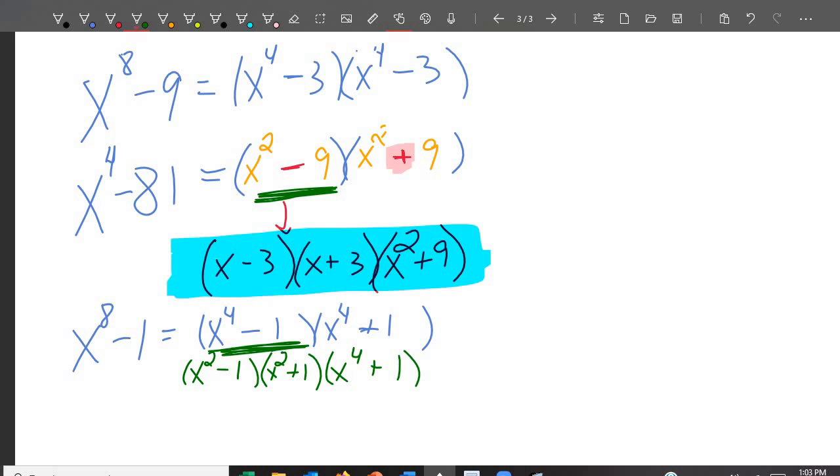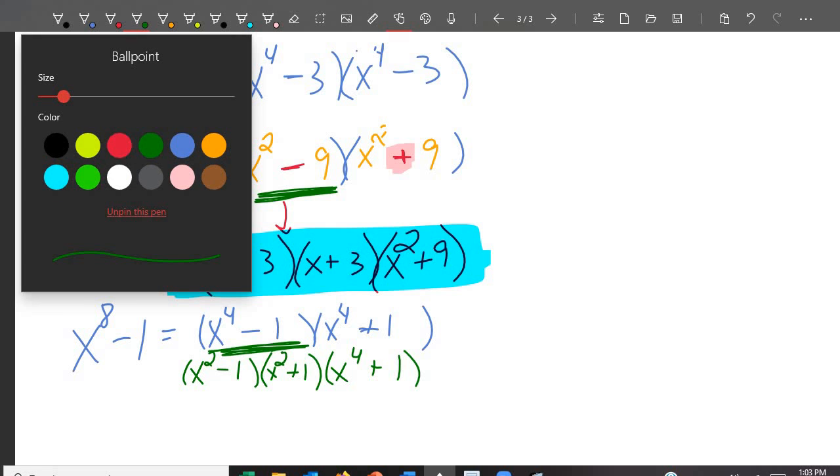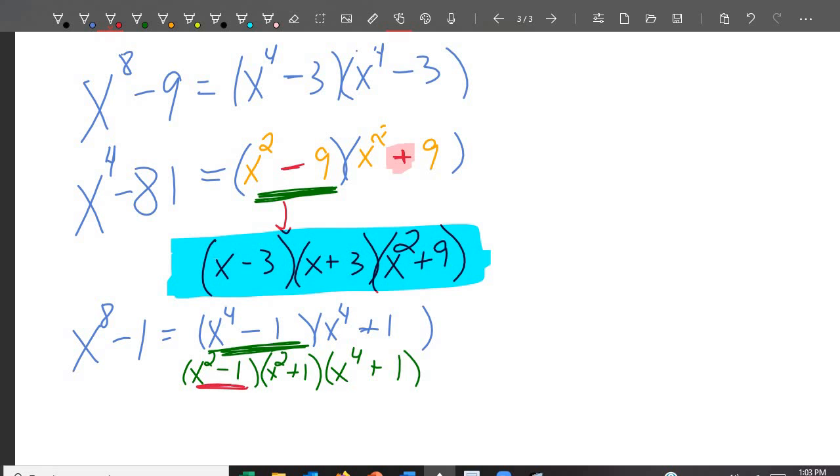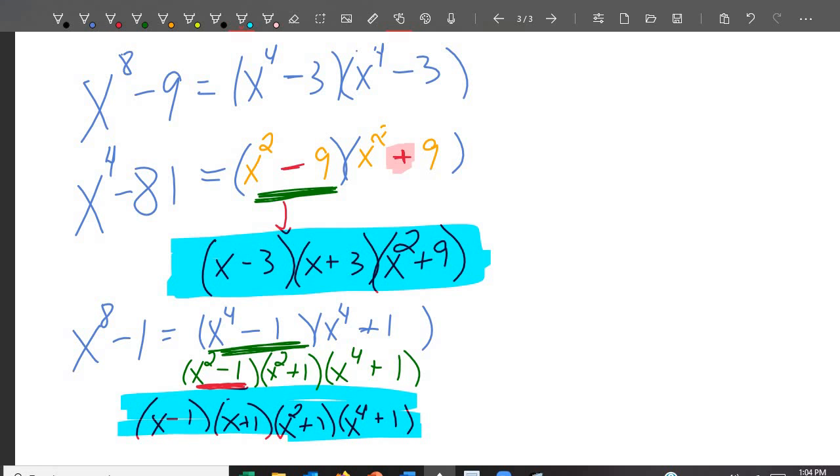We'll bring it down. Now look, again, this one with the minus sign is another difference of 2 squares. So we can break this one apart one more time. Now I can't do anything with the x squared plus 1, just bring it down. I can't do anything with the x to the 4th plus 1, just bring it down. So this one I was able to do several times. So it is possible to have a difference of 2 squares more than once in the same problem. We just got to make sure that you pay attention to the minus signs between 2 terms.